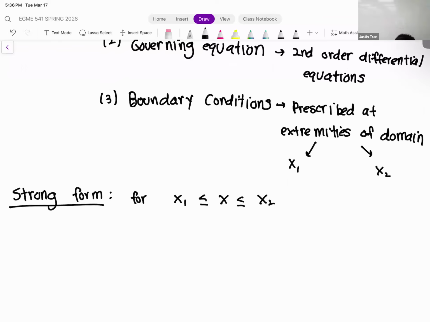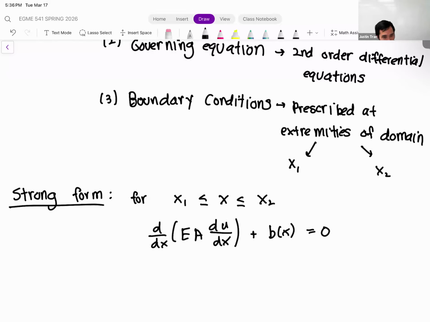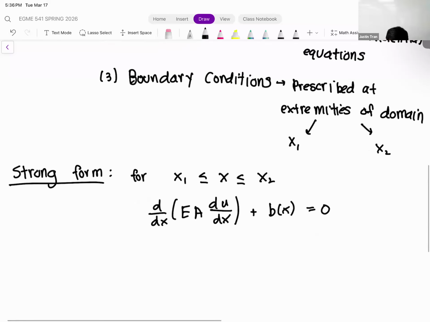We have our differential equation, which is d dx of EA du dx, plus b of x is equal to 0. Right, so that's our domain, that's our differential equation. It's a second order differential equation, if you distribute the d dx throughout the entire equation there. And then we have our boundary conditions.